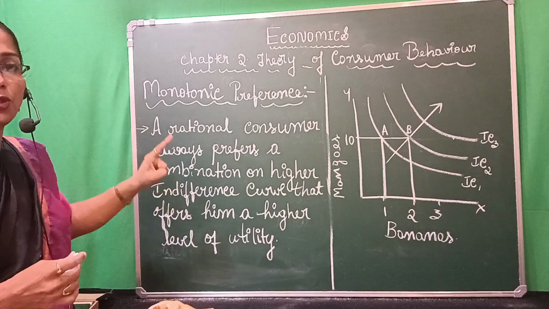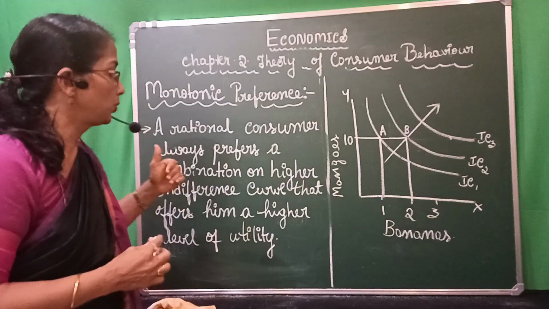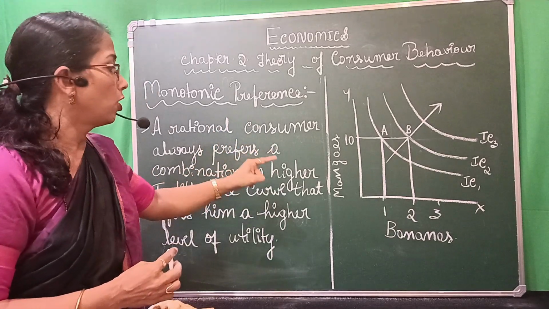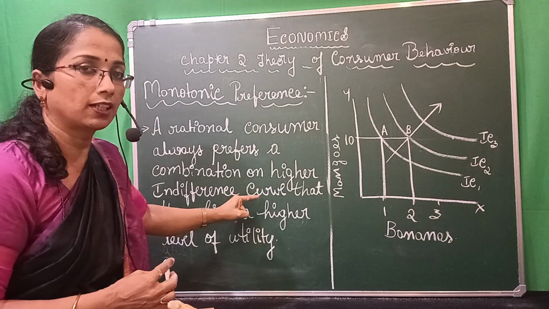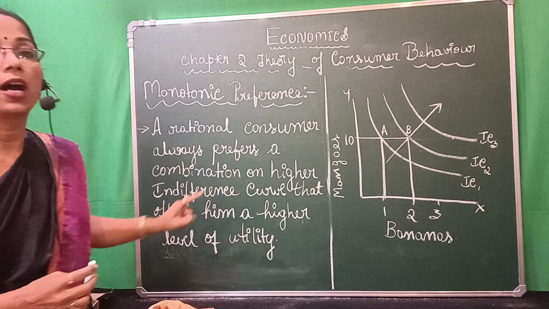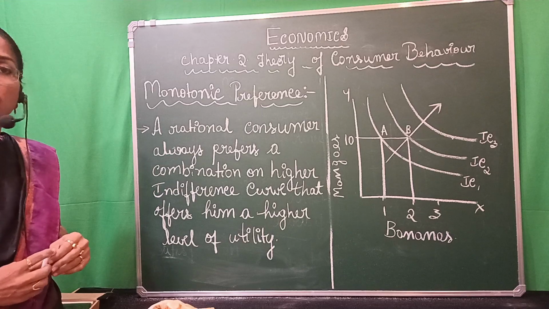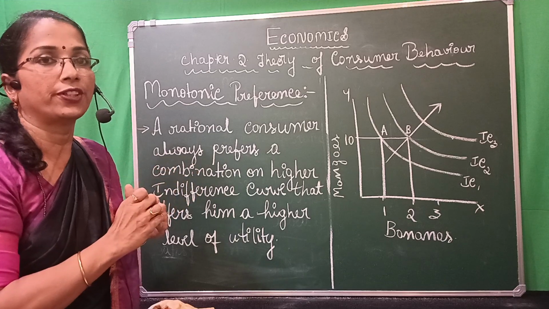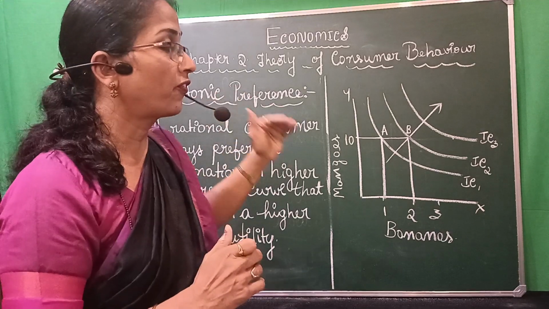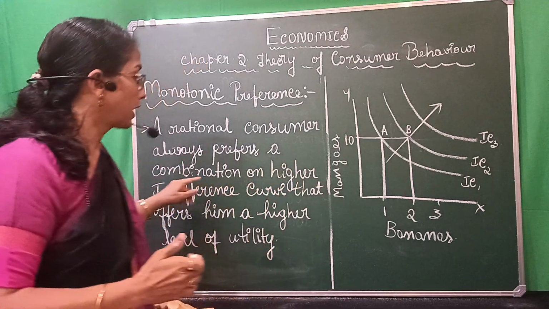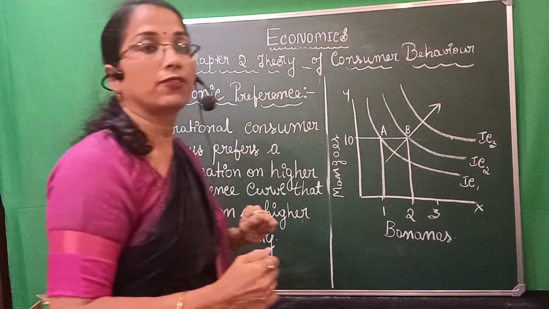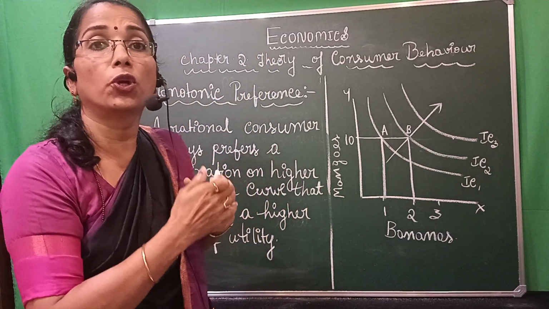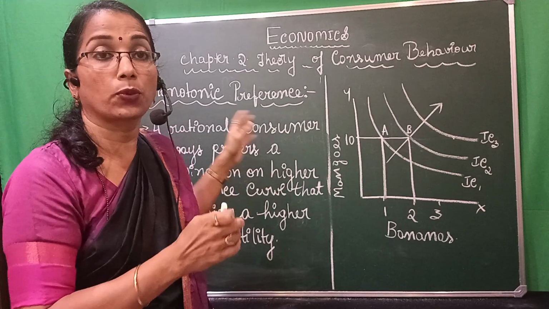A rational consumer, a proper individual, what does he do? He always prefers a combination on a higher indifference curve that offers him a higher level of utility or satisfaction. A rational consumer always prefers a higher level of satisfaction, or the higher indifference curve which gives him a higher level of satisfaction. That is called monotonic preference. For 1 mark this question is asked.